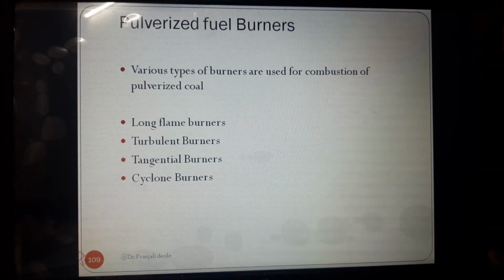Hello everyone. In this video we are going to talk about the different types of pulverized fuel burners. There are various types of burners which are used for the combustion of pulverized coal. Those are long flame burners, turbulent burners, tangential burners and cyclone burners. So let us see these burners one by one.